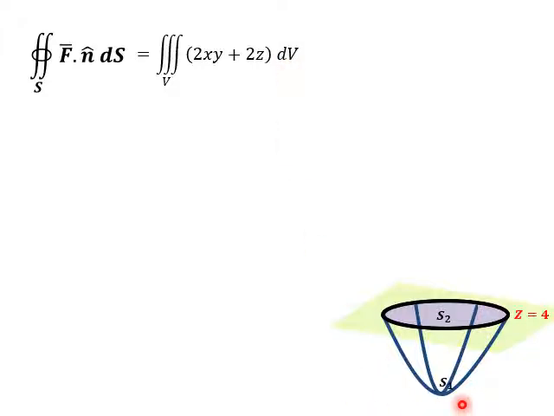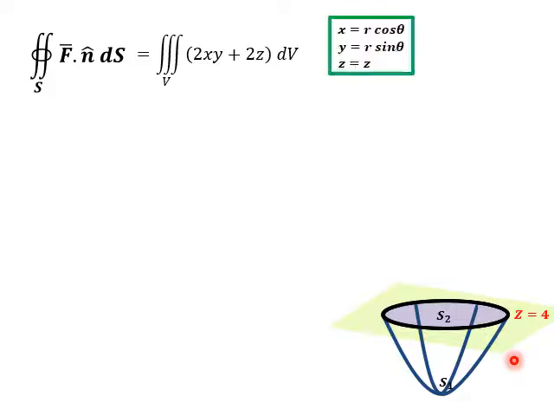This surface is having angular variation and height variation. So the appropriate coordinate transformation is cylindrical coordinate transformation: x equal to r cos theta, y equal to r sin theta, z equal to z.